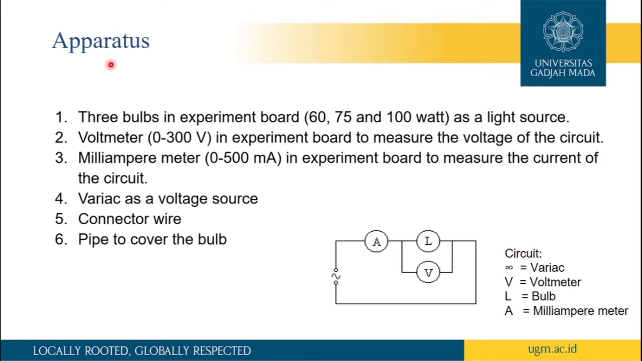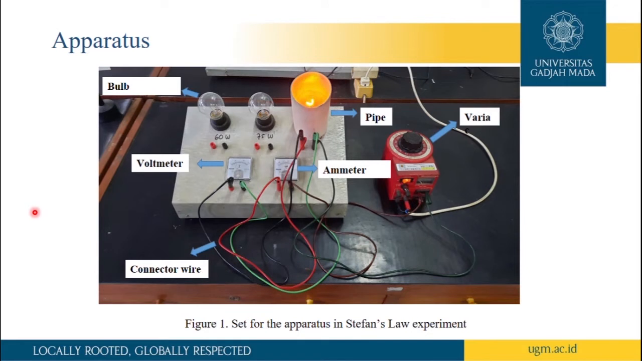The apparatus that we use in this practicum are 3 bulbs in the experiment board. There are 60 watt, 75 watt, and 100 watt bulbs as the light source. Then we have a voltmeter in the experiment board to measure the voltage of the circuit, and a milliampere meter in the experiment board to measure the current of the circuit. A variac is the voltage source. In this case, we also use a generator, connector wire, and a pipe to cover the bulb. The set of these apparatus can be seen in figure number 1.